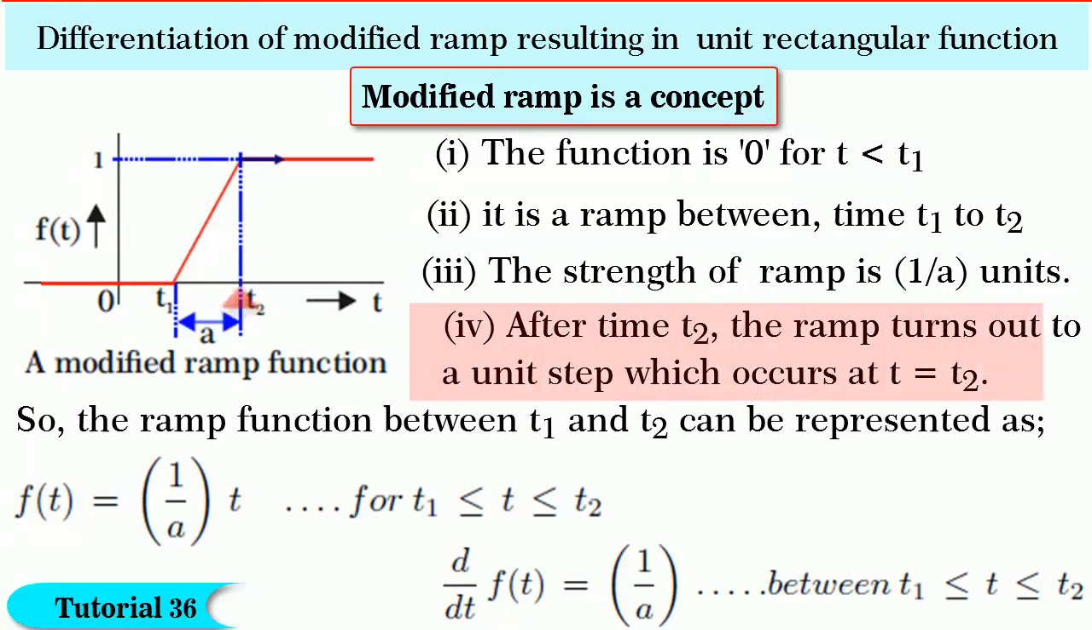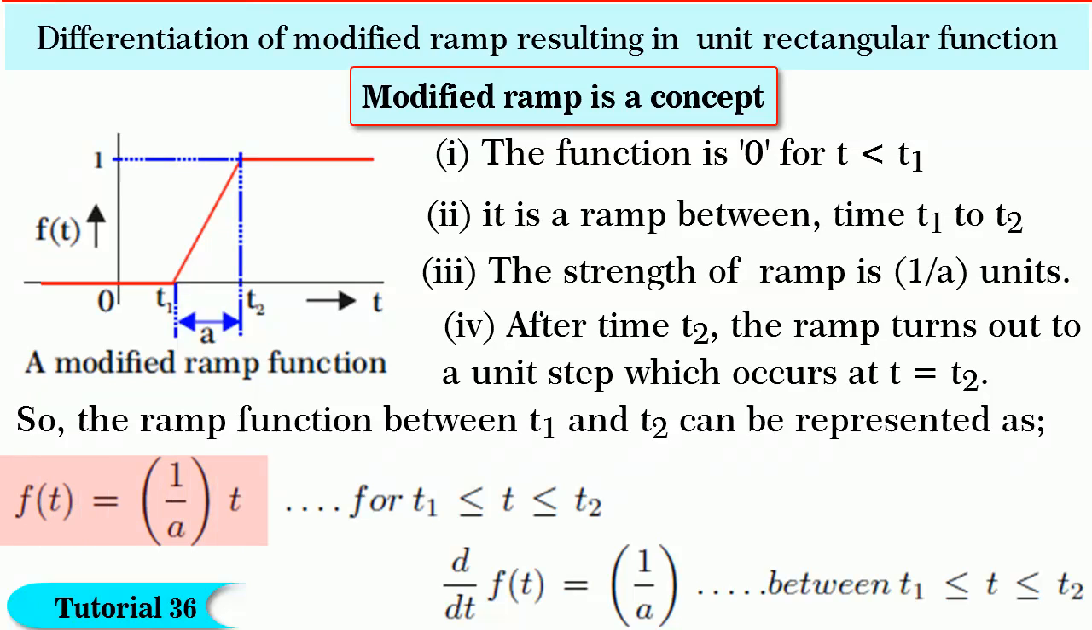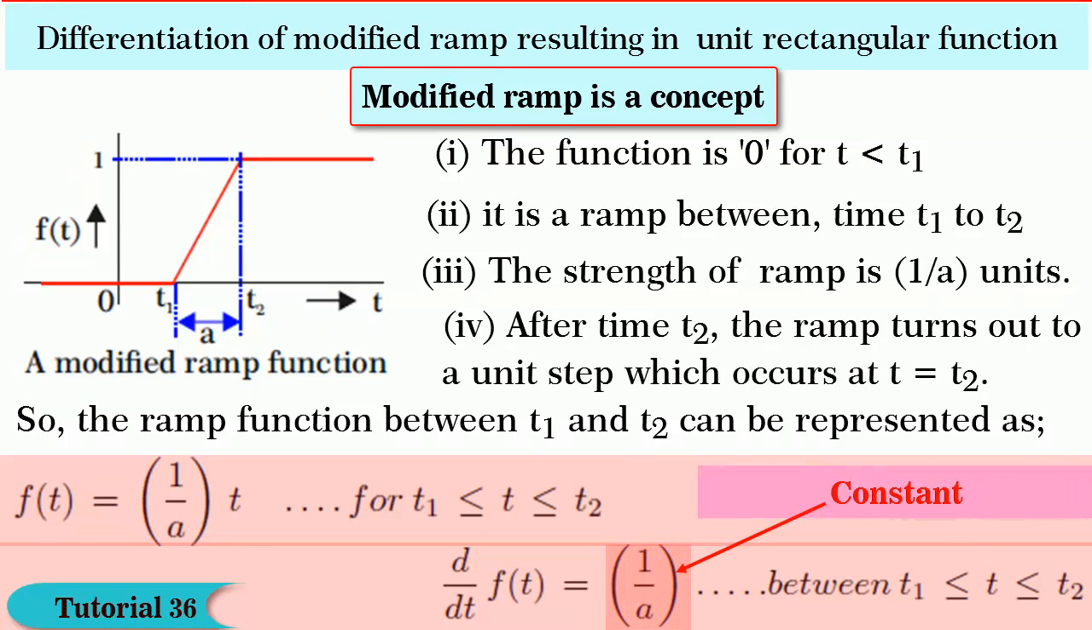After time t2, the ramp turns out to be a unit step which occurs at t = t2 seconds. Note that. So, the ramp between time t1 and t2 can be represented as f(t) = (1/a)t for time t between t1 to t2. If we find the differentiation of this f(t), we get d/dt f(t) = 1/a, which is a constant.